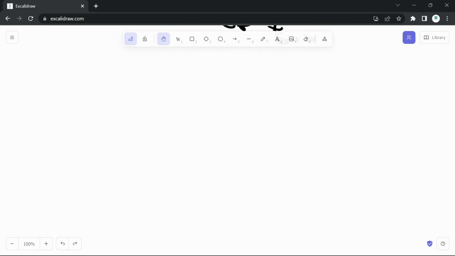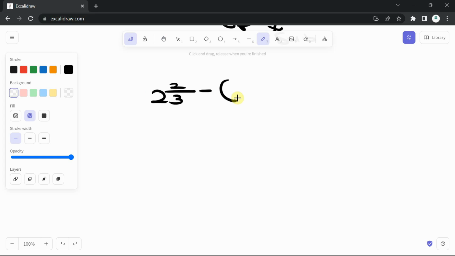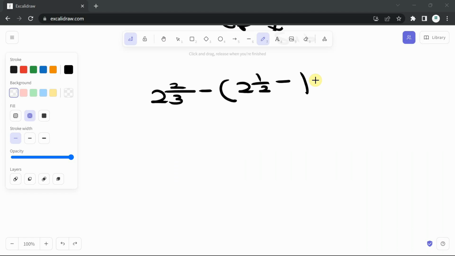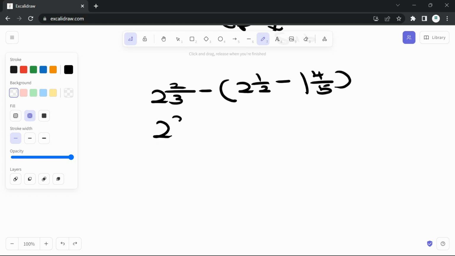So if you have this particular question that says 2 and 2 over 3 minus open brackets 2 and 1 over 2 minus 1 and 4 over 5, right? So before we can actually be able to solve this from our BODMAS, we know that we're meant to treat the bracket first, right? So we have to treat the bracket first. That will be 2 and 2 over 3. What is just outside the bracket is minus. We have to open the brackets with this minus, right?